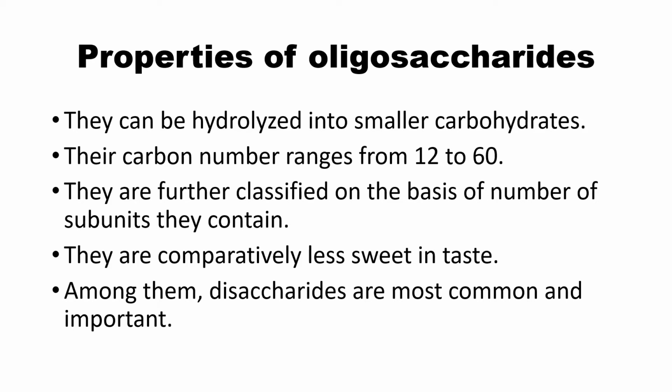Properties of oligosaccharides. They can be hydrolyzed into smaller carbohydrates. Their carbon number ranges from 12 to 16. They are further classified on the basis of the number of subunits they contain. They are comparatively less sweet in taste. Among them, disaccharides are the most common and important.